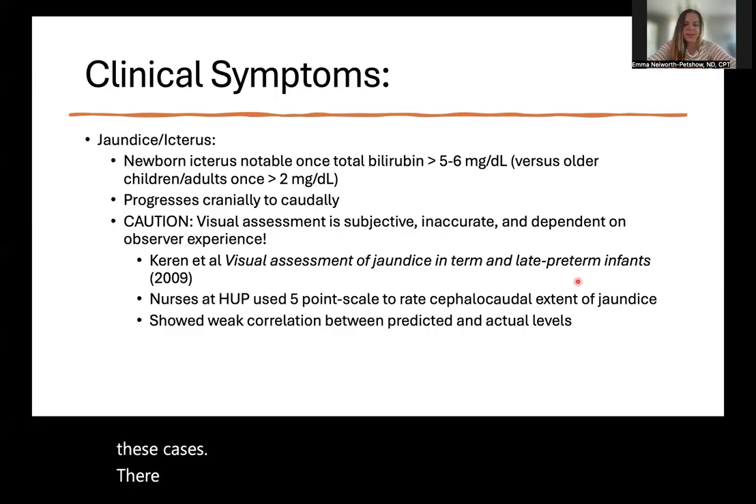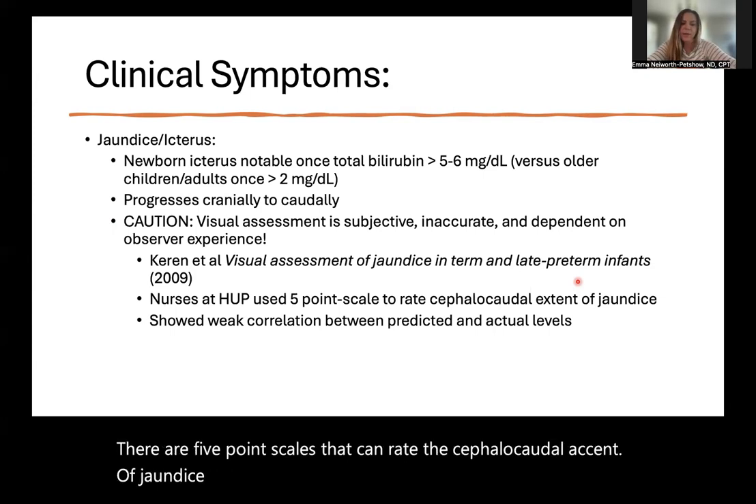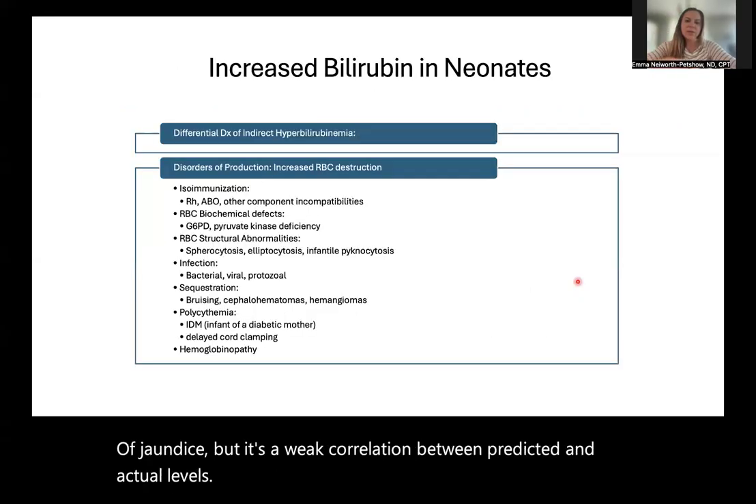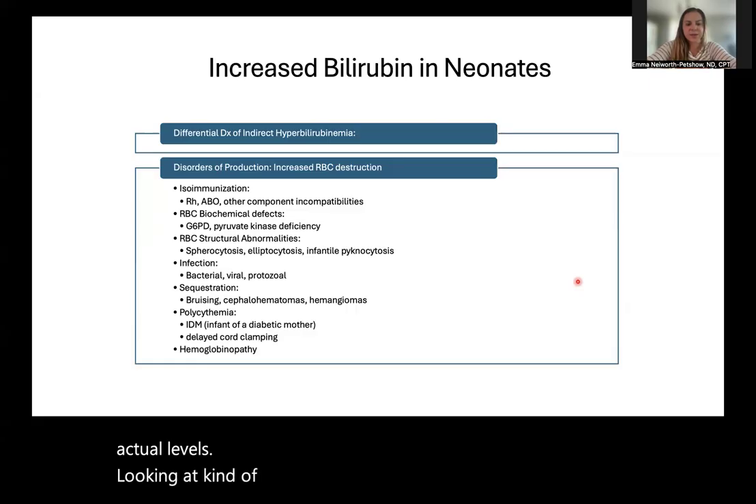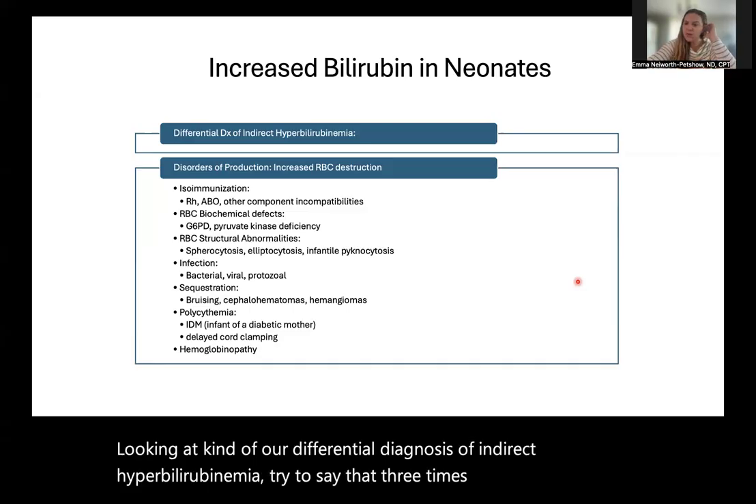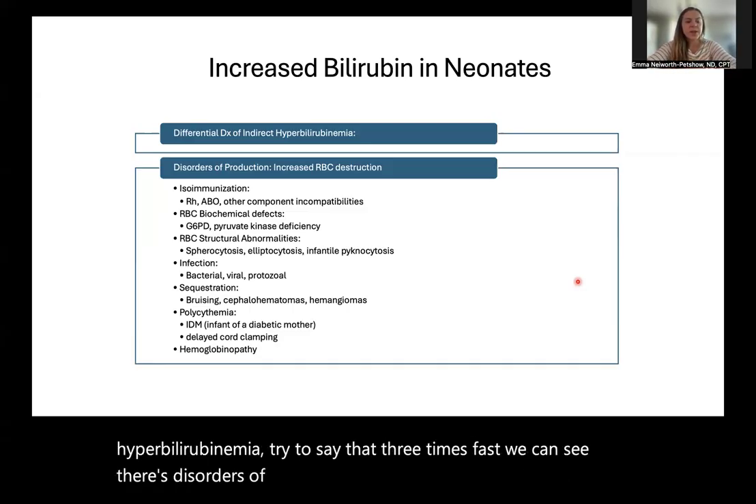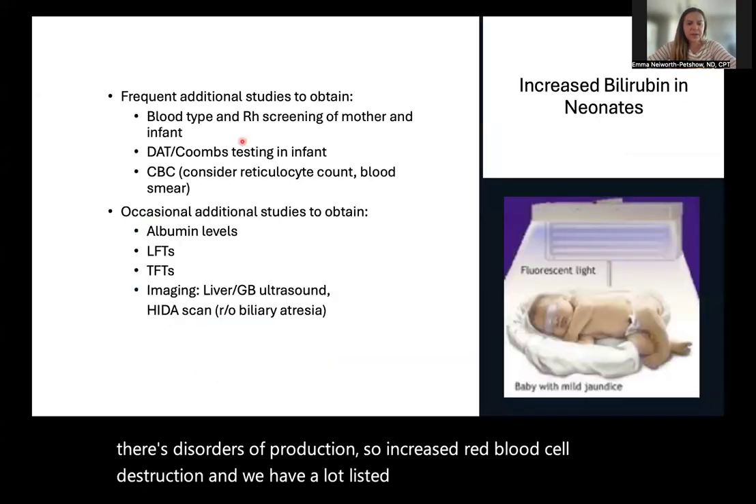There are 5-point scales that can rate the cephalocaudal extent of jaundice, but it's a weak correlation between predicted and actual levels. Looking at our differential diagnosis of indirect hyperbilirubinemia, try to say that 3 times fast, we can see there's disorders of production, so increased red blood cell destruction, and we have a lot listed here.